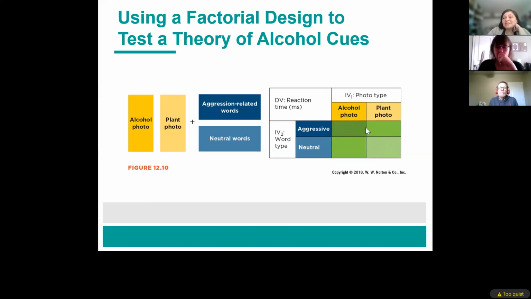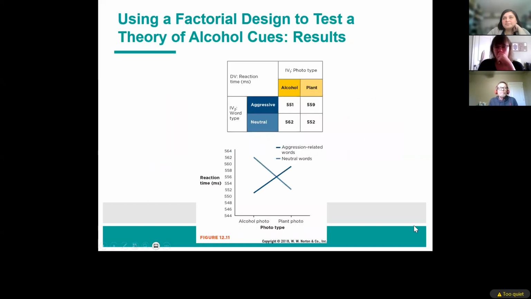And then we can also make this comparison. So these are all the comparisons that we make on the graph. Among those who viewed aggressive words, people in the alcohol photo condition responded faster than those in the plant photo condition. Among those in the neutral condition, people in the alcohol photo and plant photo condition did not differ in their reaction time. So that's part of their hypotheses. Let's see what they found.